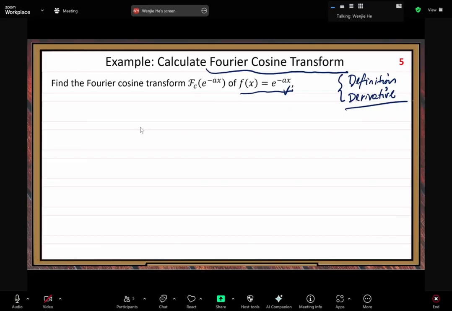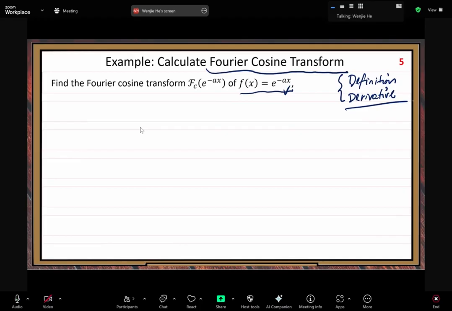Derivative properties. So here we want to use the second one, the derivative properties, because direct calculation could be very complicated. The e function, cosine function integral could be very complicated. So we want to use the derivative properties, and we hope the calculation is not that complicated.